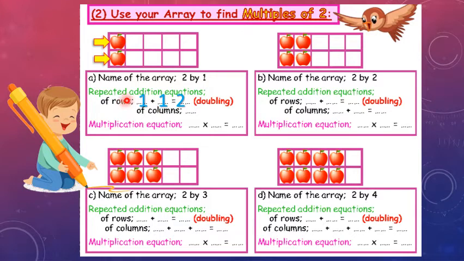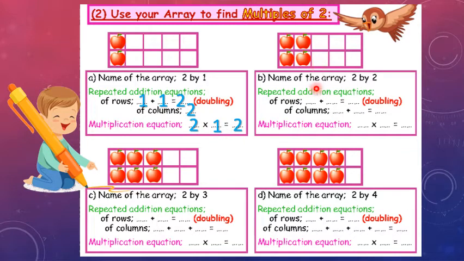From our addition equation, we have here 1 plus 1 equals 2. If you notice, 1 plus 1 is our double strategy from primary 2. It's called doubling. If we use our columns, it will be 1 column and has 2 apples only. It will be 2. Then in our multiplication equation, it will be 2 by 1 equals 2.